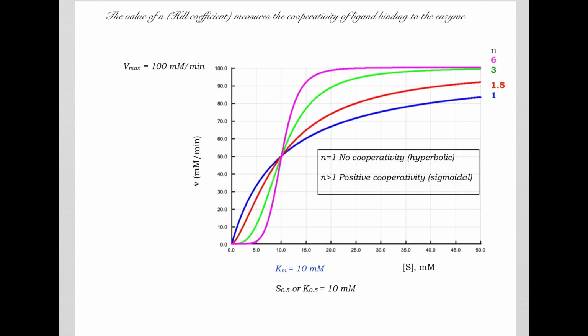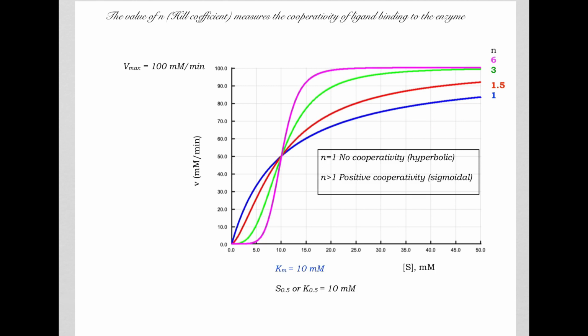Notice that as n increases from 1 to 1.5, as shown in the red curve, you can see the blue curve is slowly becoming sigmoidal, and you can see a little S developing here. As n increases to the green curve where n is 3, you can see the delay. You can see a much better S developing. And as n increases even further to 6 in this example, not much is happening at low substrate concentration, and then you see this S developing much better.